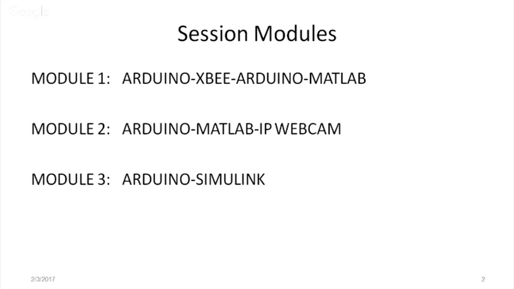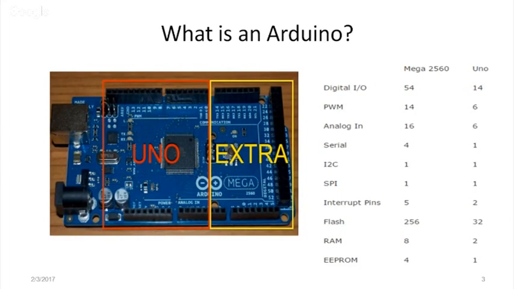Now I will start with module number 1. In module number 1, we will talk about Arduino and ZigBee devices. For that purpose, first of all, we will see how we understand our Arduino board. In the last lectures, you may have gained some knowledge about the Arduino Uno board, but now we will see how the Arduino Mega board is much better than your Uno board.